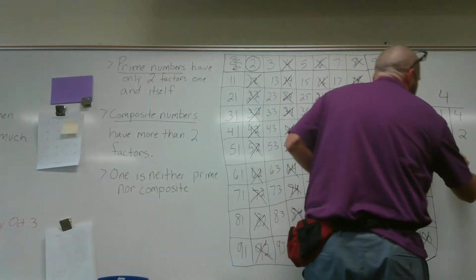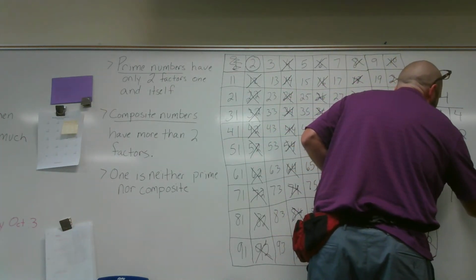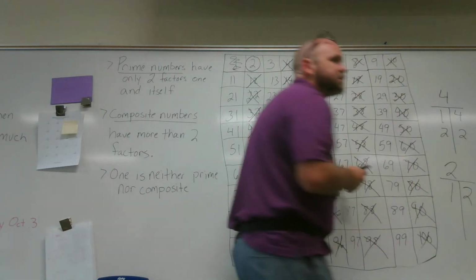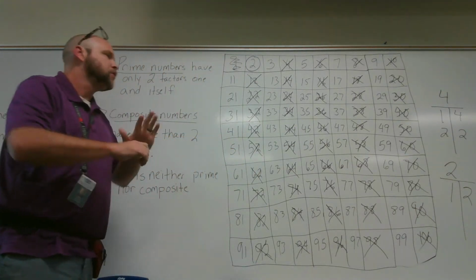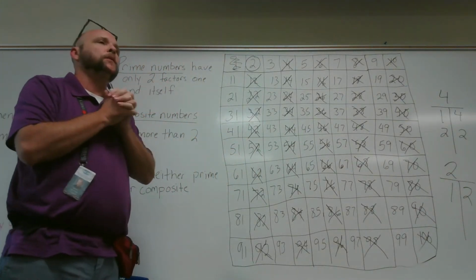The only way you can get 2 is 1 times 2. There's no other way to get 2 using only positive whole numbers.